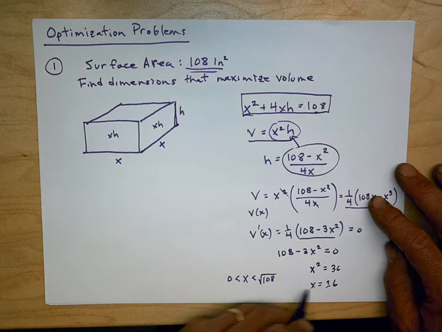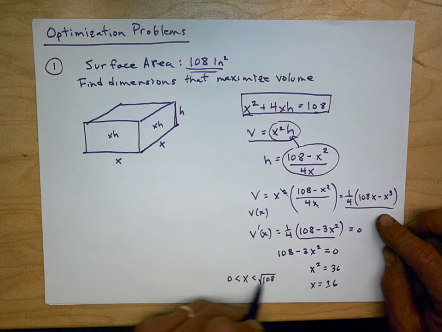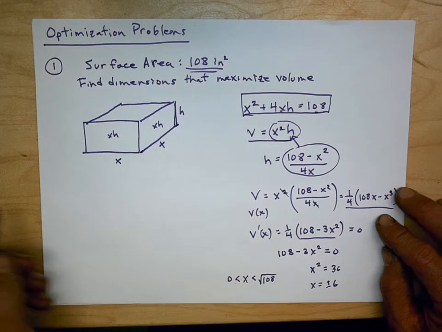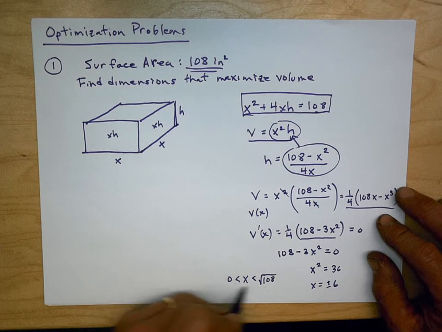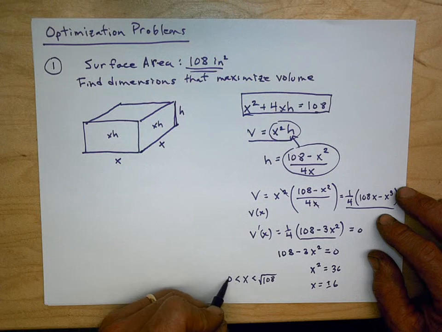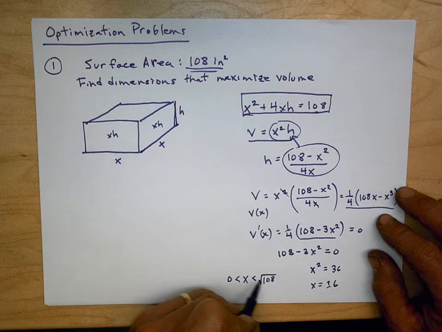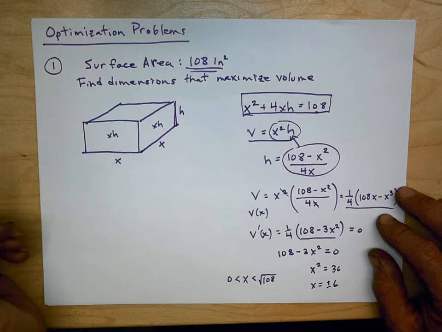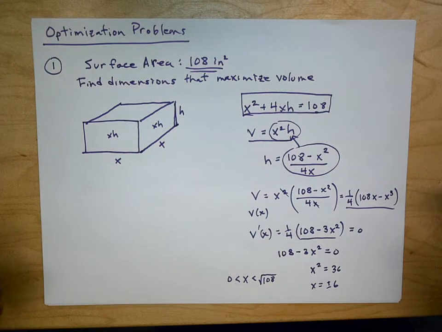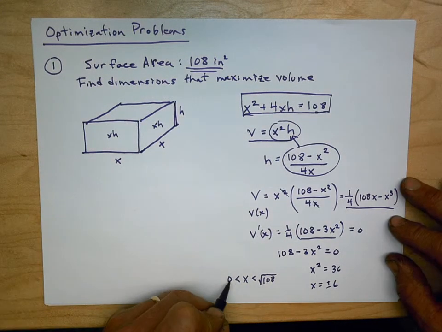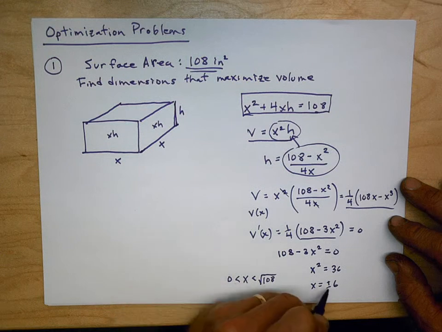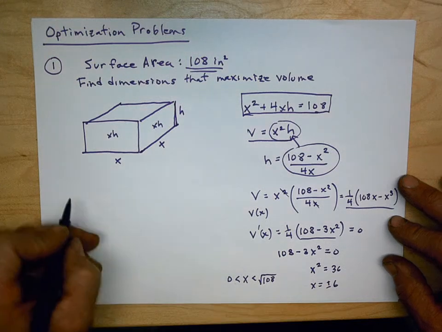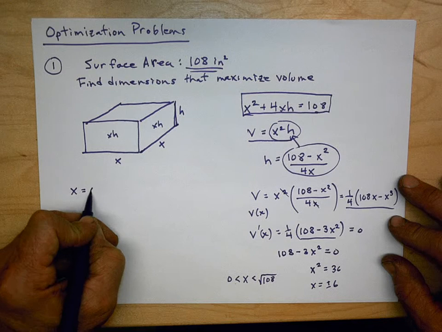So once you determine what the critical points are, we're also going to check the endpoints of our interval. But in this case, we can see that the endpoints don't make any sense. x being 0 gives us no box. If x equals the square root of 108, that also gives us no box because h would be 0. We would just have this flat piece. So since x has to be between 0 and the square root of 108, the negative doesn't make any sense here. So x clearly has to equal 6.